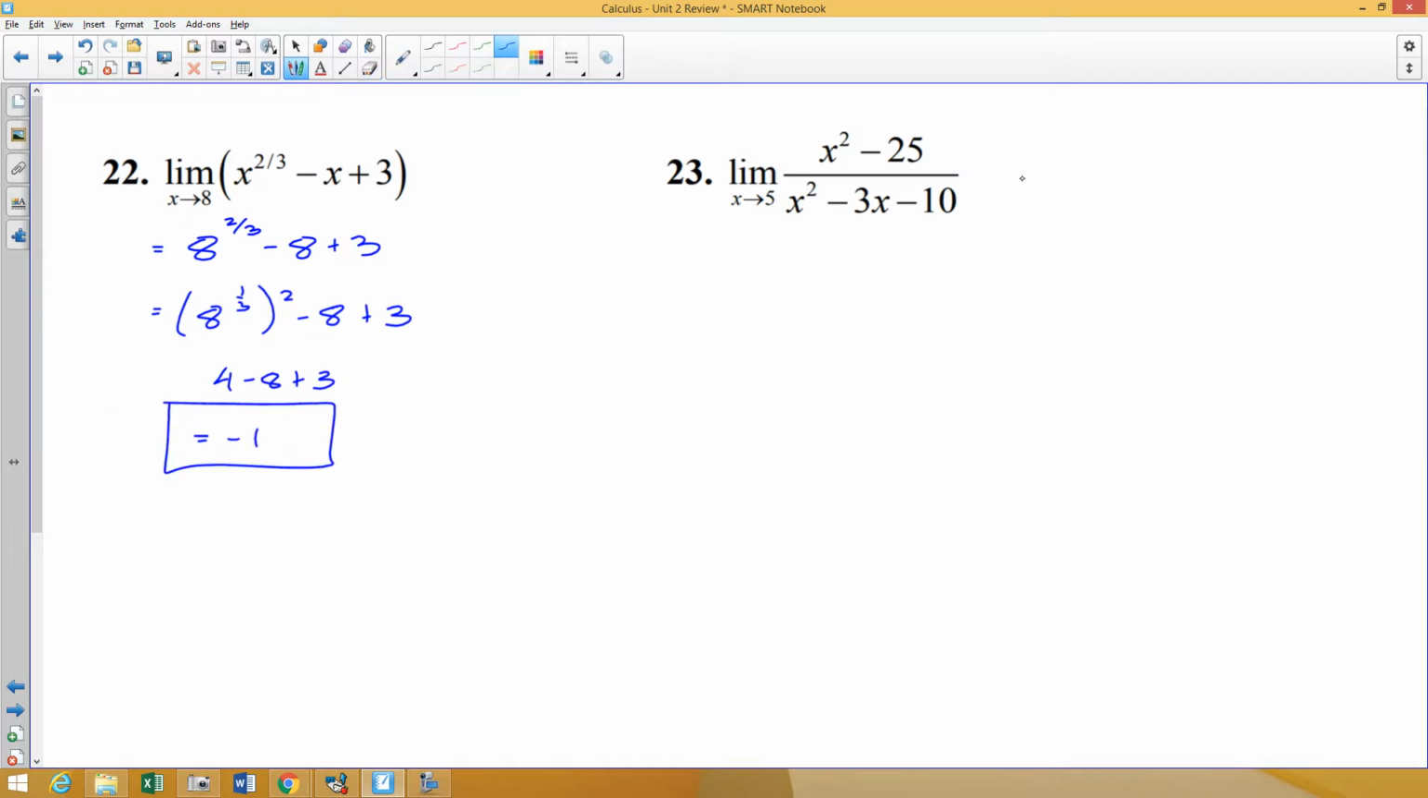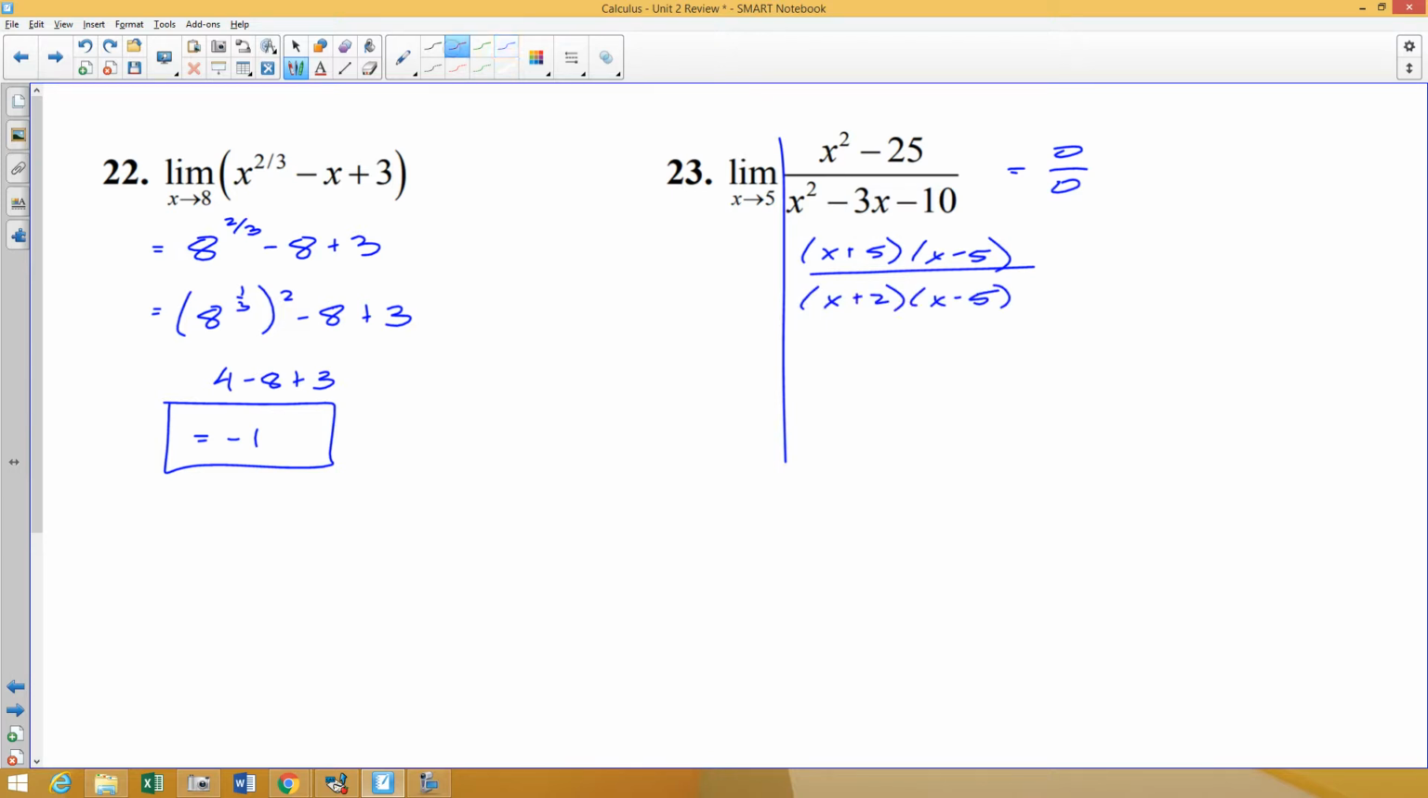23, if you plug in 5 squared minus 25 is 0. 5 squared, 25 minus 15 minus 10 is also 0. 0 to 0 means we need to cancel something. So in this case, we're going to cancel by factoring. So my top, x plus 5, x minus 5. My bottom, this is a pretty straightforward factoring, x plus 2, x minus 5.